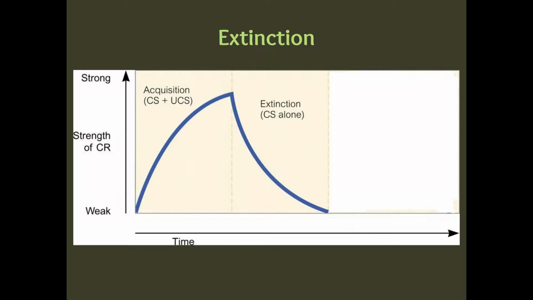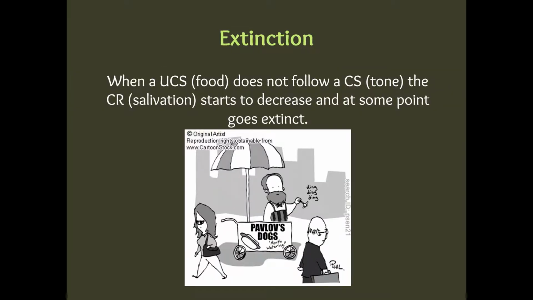Right. Then we have extinction. Let's say we stop ringing this bell every time before the dog gets food. At a certain point, the dog will completely lose the salivation response, right? And as time goes on, if saying please never nets a child a reward, eventually that child may stop saying please. When an unconditioned stimulus like food doesn't follow a conditioned stimulus like the tone, the salivation starts to decrease, and at a certain point stops. It goes extinct, right? This is called extinction.